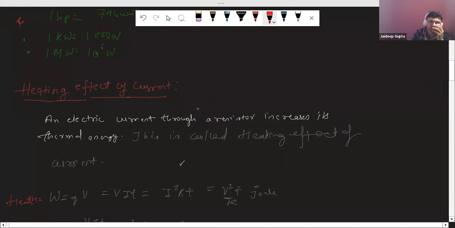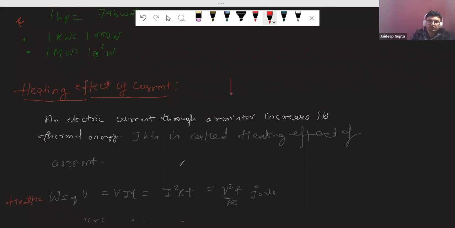Heating effect of the current. Let there be a circuit having a resistor R. An electric current flowing through this resistor increases its energy. This is called the heating effect of current. So let there be a circuit having resistor R and a battery having EMF E, and let I be the current flowing in the circuit for time T. The heat generated within this resistor is known as the heating effect of current. That is, an electric current through a resistor increases its thermal energy.